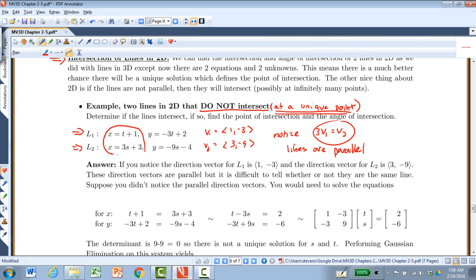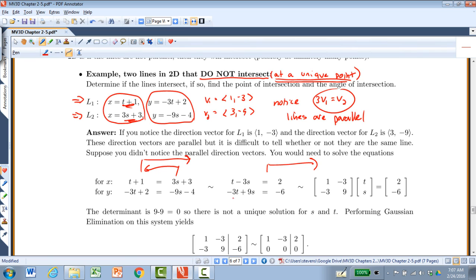And in order to do that, we need to know where and when the x values are the same. So that's what this equation is. t plus 1 equals 3s plus 3. That's the two values of x. And likewise, the y values have to be the same too. So that creates this single equation. Combined, we have two equations and two unknowns. The unknowns are t and s, right? So the first thing we'll do is send the s's over that way and the constants over that way. And then we can put it in matrix form. We already did this in the three-dimensional case. It's actually easier in the two-dimensional case because we have one less equation.